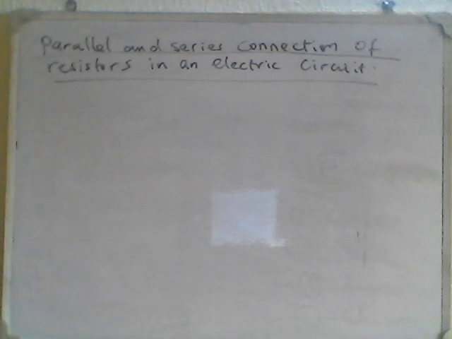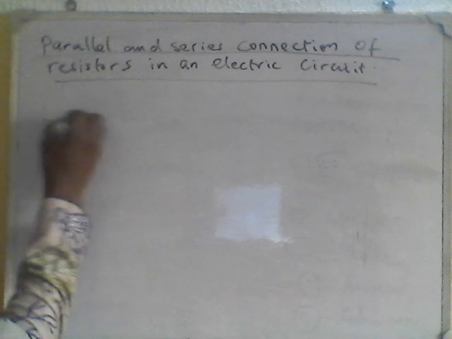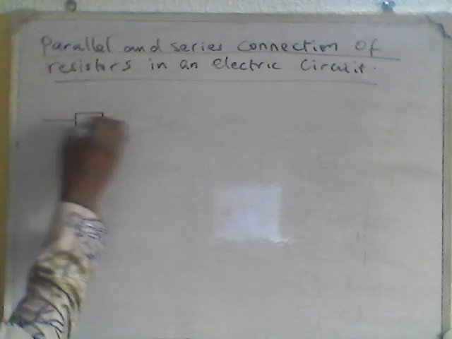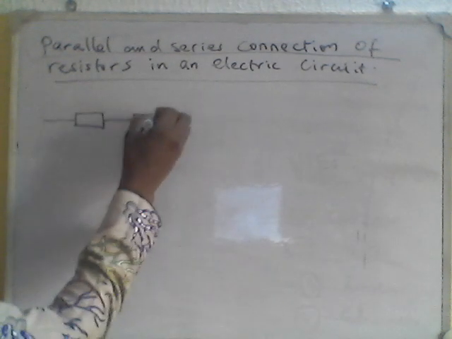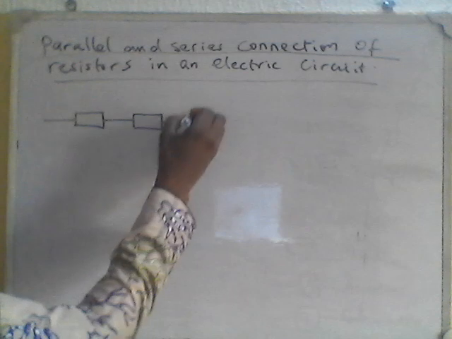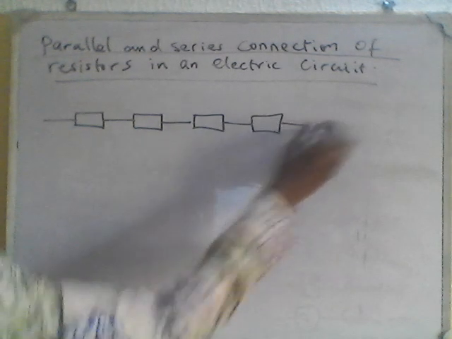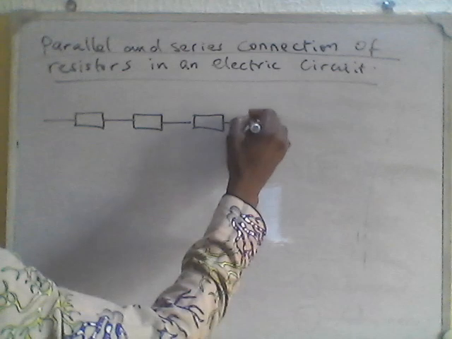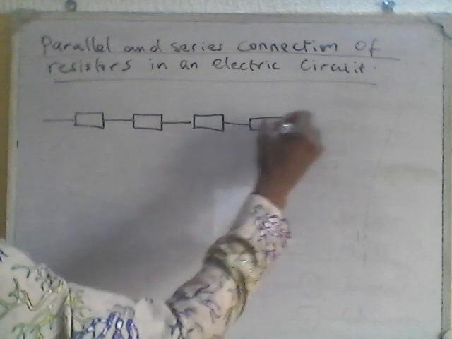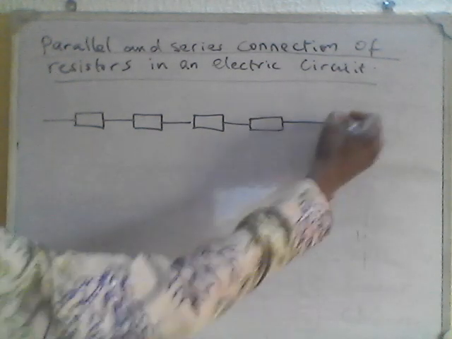Okay, so next we're going to be seeing parallel and series connection of resistors in an electric circuit. Resistors are connected in series if you line them up in a daisy chain format like this, one into another, and so on. This kind of configuration or arrangement is known as series connection.